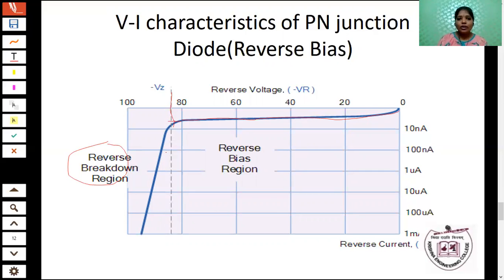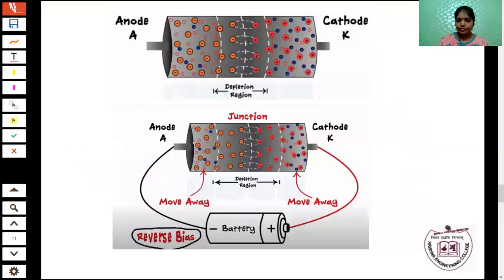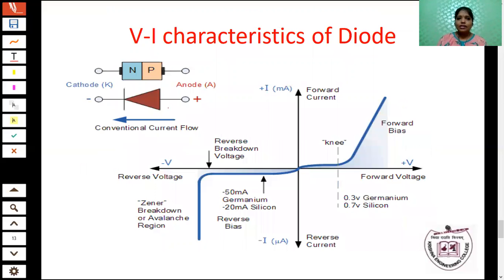Okay. So if the current flow increases suddenly, what will happen? Okay, it will damage the diode also. This is the VI characteristics of the PN junction diode. So this is the overall VI characteristics of the diode, both the forward as well as the reverse bias condition.